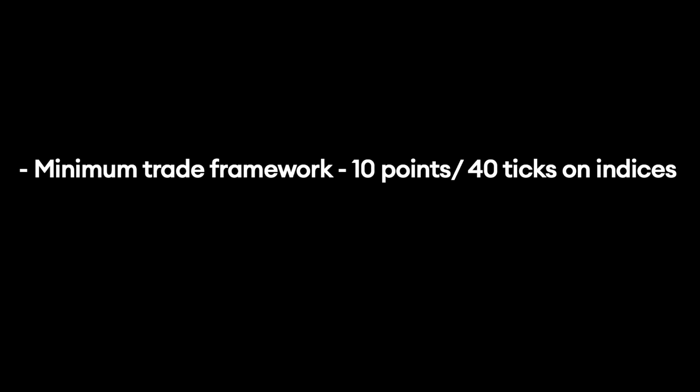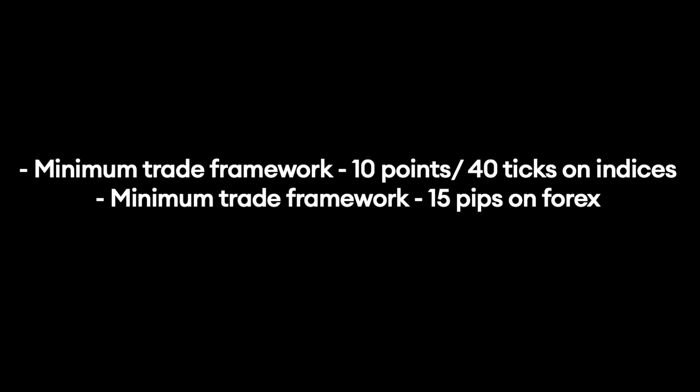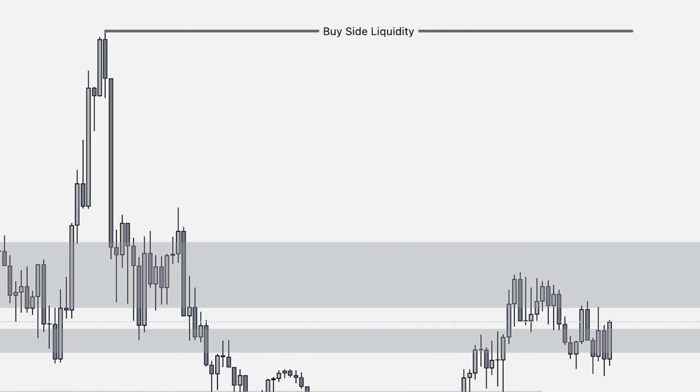So first of all, the minimum trade framework should be 10 points or 40 ticks for indices. The minimum trade framework should be 15 pips for forex. And with framework, it doesn't mean stop loss or take profit, where you're going in or out of your trade. This is just the room that you have in order to take your trade. So for example, from your entry to the next buy side or sell side liquidity, because this is what you will be targeting, is at least 15 pips in forex, 40 ticks in indices.